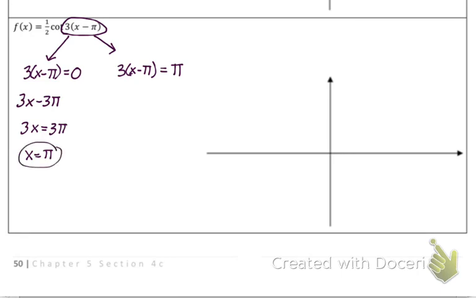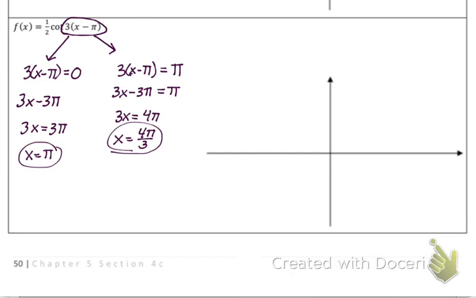On the other one, I'm going to have 3x minus 3 pi equals pi. Subtract 3 pi from both sides. We're going to have 3x equals negative 2 pi. Or, I'm sorry, a positive 4 pi. Divide both sides by 3 and we have x equals 4 pi over 3. That is the hardest part you should have to do, because we're not shifting up or down. We're not worried about the amplitude unless it's negative.